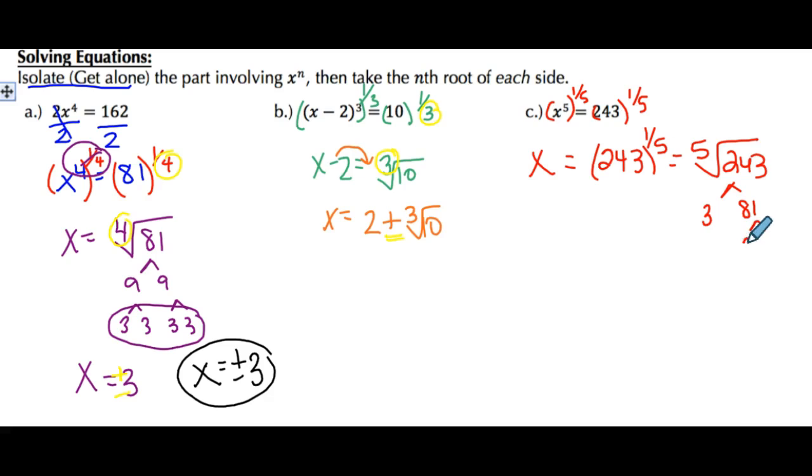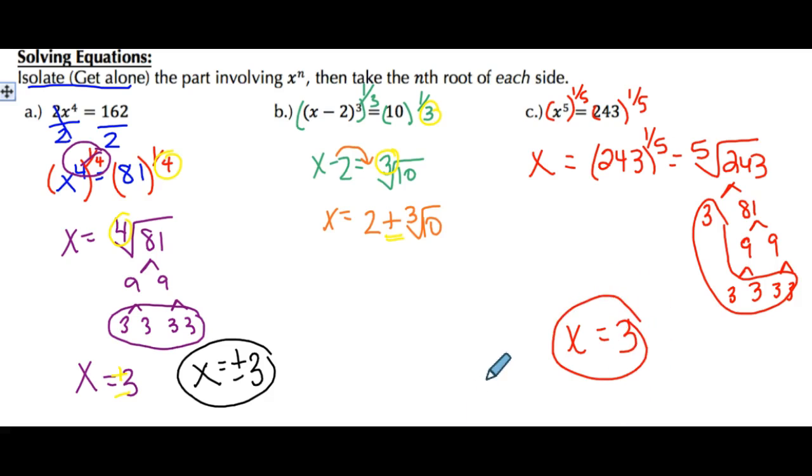So as I break this down, I know 81 breaks down into 9 and 9, which then breaks down into 3 and 3, and 3 and 3. So I can see that I have a group of 5 3's, which this number in the check mark tells me my group size. So x is going to be only positive 3, not plus or minus, because we're dealing with an odd root.